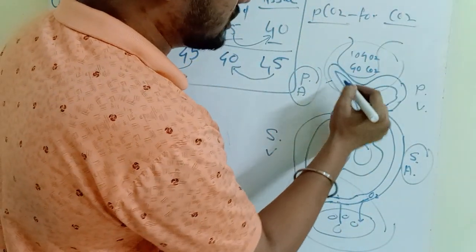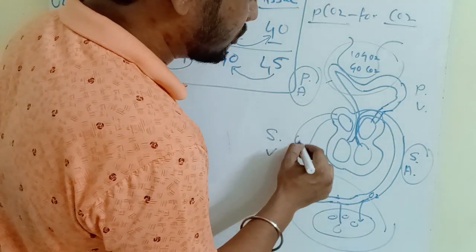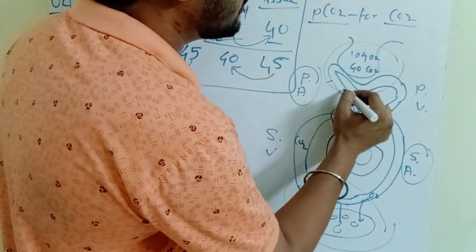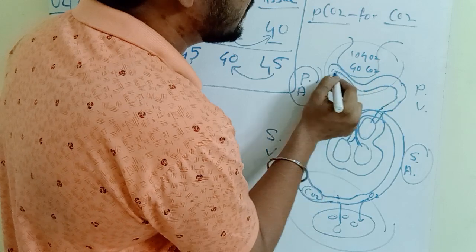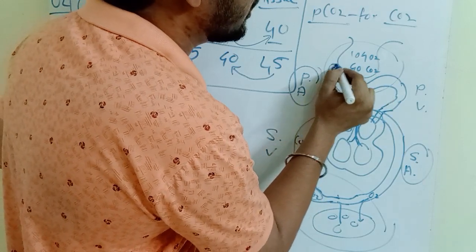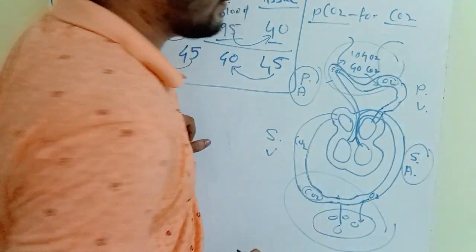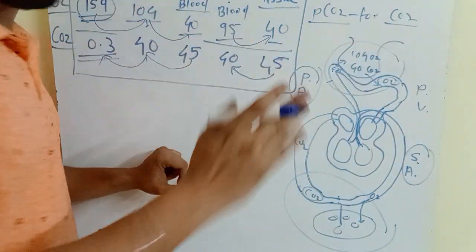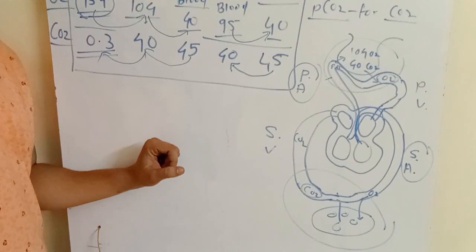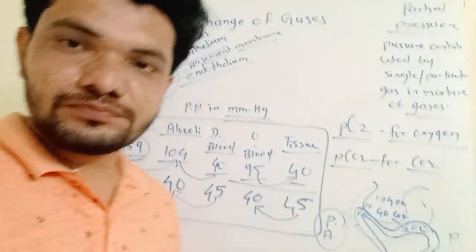The systemic veins bring CO2 to the heart, then this blood enters the lungs, where the CO2 will be diffused into the alveoli and O2 will be diffused into the blood. So because of this gradient, I hope it is clear.